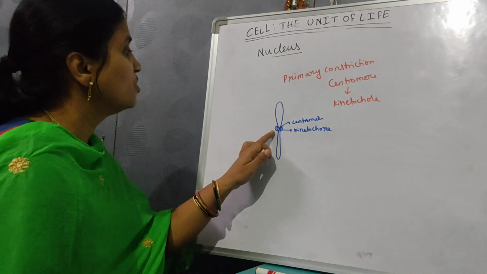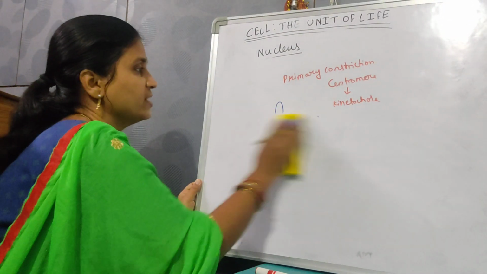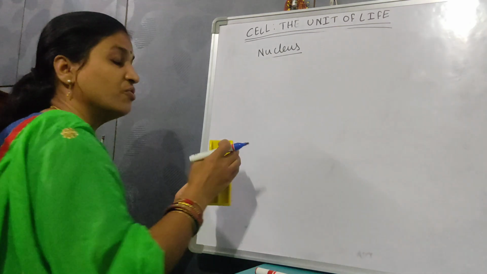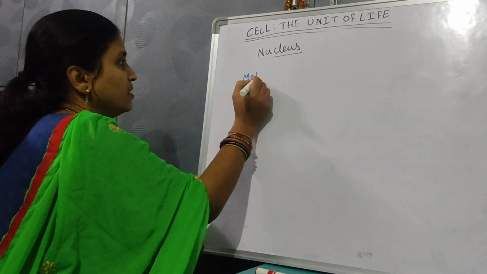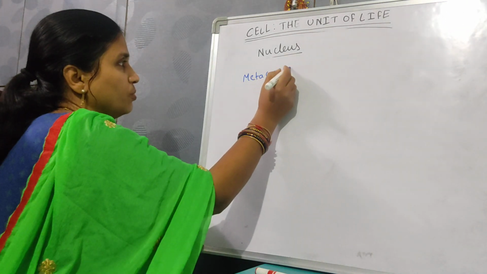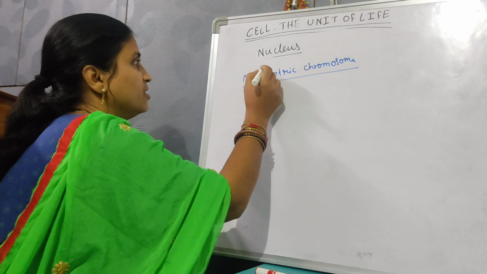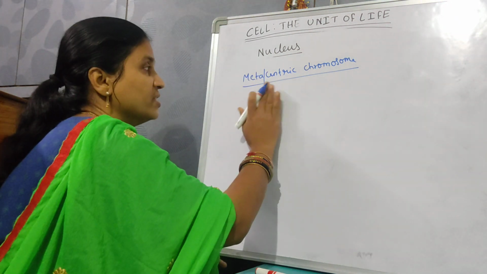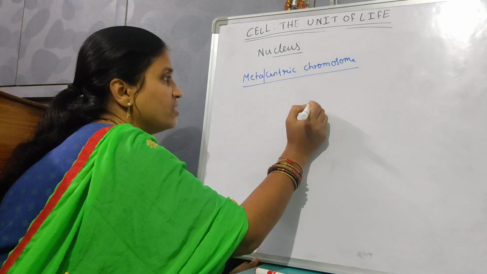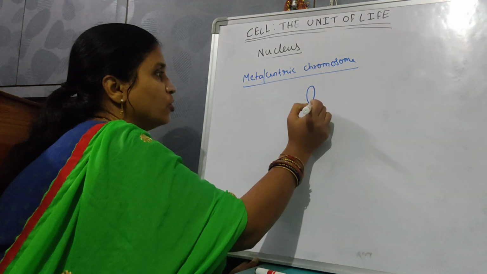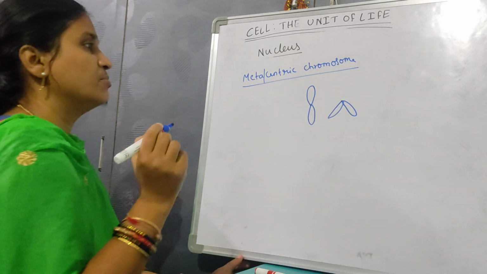Based on the position of the centromere, chromosomes are divided into 4 types. Let us learn now. The first one is the metacentric chromosome. Meta means center, so the centromere is in the center, somewhat central to the chromosome. It can be of V shape also, like this.